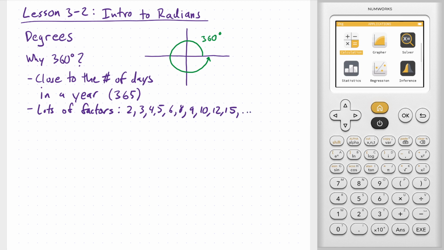And so what does it mean? If you want to divide a circle in half, or in thirds, or in fifths, or in ninths, or in tenths, or in 24ths, or what have you, you can divide it evenly using degrees, because all of those numbers divide evenly into 360. So you can easily divide a circle into 10 equal parts using degrees, into 12 equal parts using degrees, etc. Okay, so it's easy to quantify fractions of a circle because of the number of factors it has. But there is a big disadvantage.